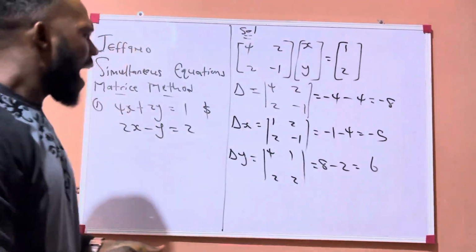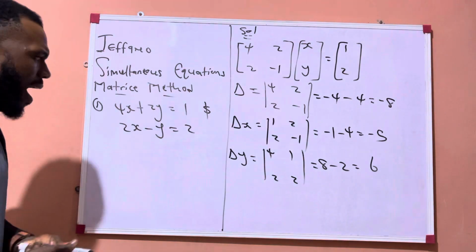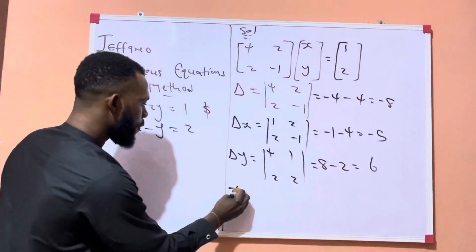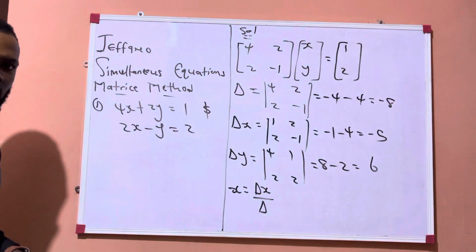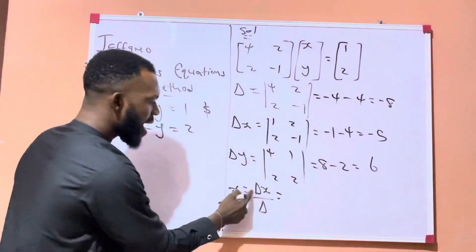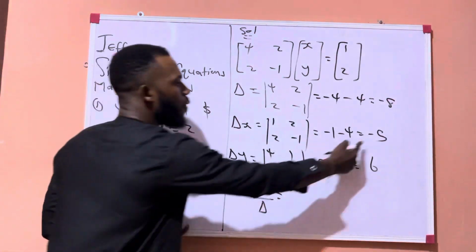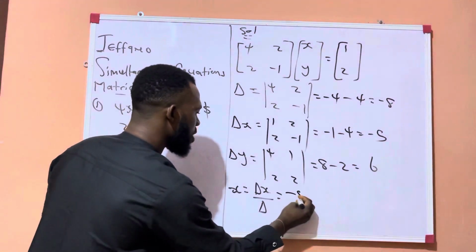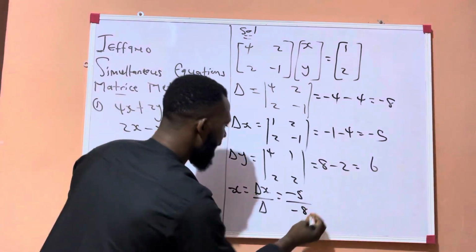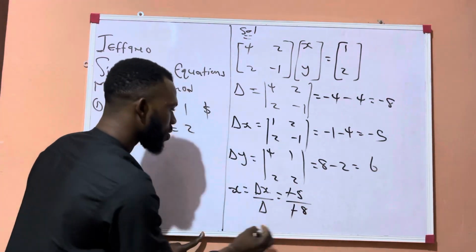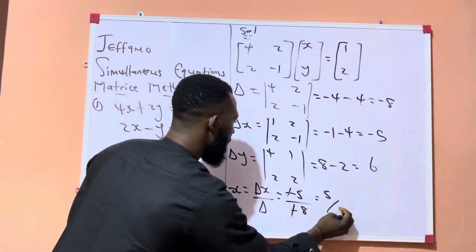And then don't forget, I gave you the formulas for solving x and y. I said, for x, the formula is change in x over change. Now, when we do that, we're going to have this. Now, change in x. Look at change in x. Value of change in x is minus 5 over change is minus 8. So, class, when minus cancels minus, what is the value of x? 5 over 8.